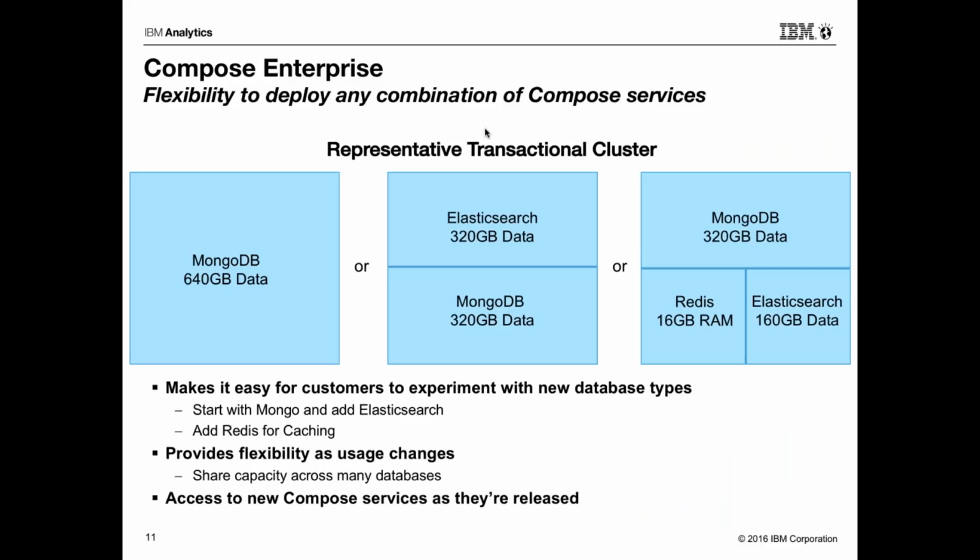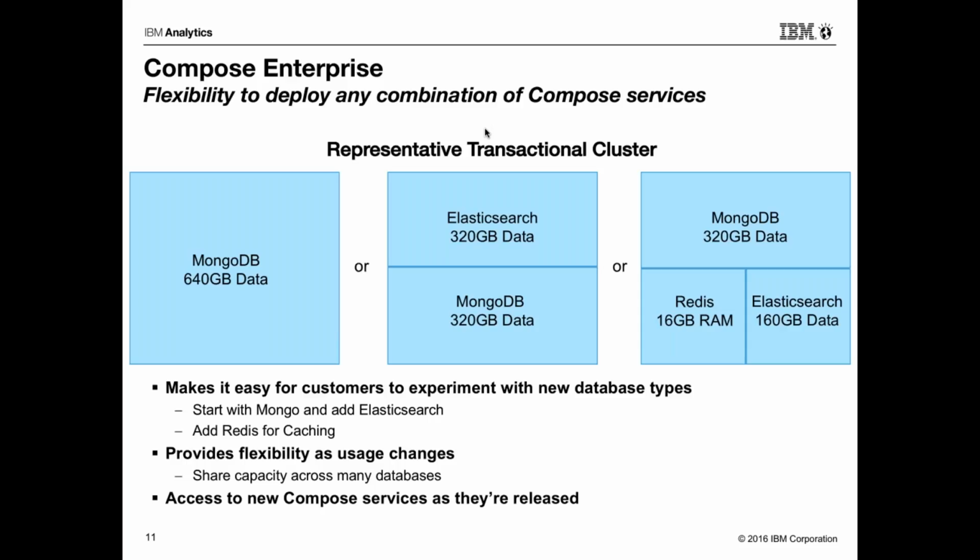Now, here is one good thing about Compose. You are not restricted to just getting one database. So if you have a 3-node cluster and 640 GB of storage, and your business use case needs multiple databases, or maybe you want to try out a different database for your business or technological needs, you can do that.